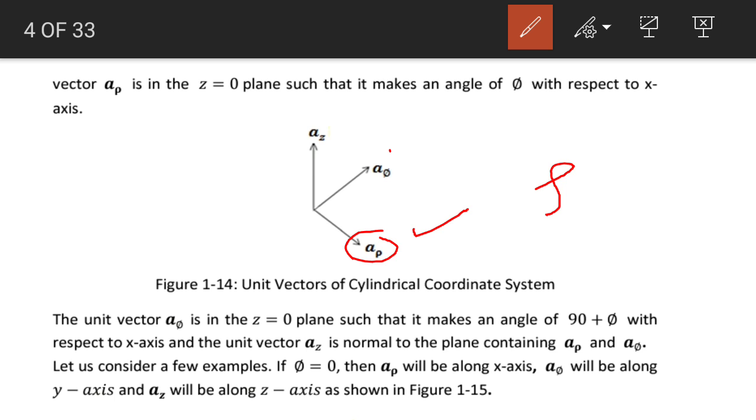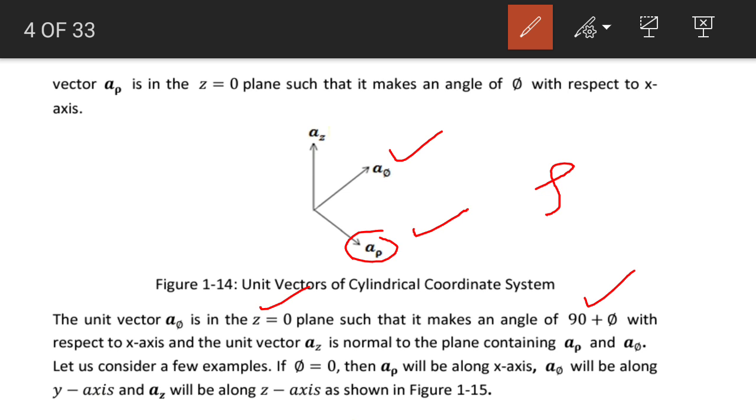Similarly, the second unit vector a phi is in the z is equal to 0 plane as well. This unit vector makes an angle of 90 plus phi with respect to x-axis. So the two unit vectors a rho and a phi are in the z is equal to 0 plane. These two unit vectors are normal to each other, but the unit vector a rho makes an angle phi with respect to x-axis, and the unit vector a phi makes an angle of 90 plus phi with respect to x-axis.